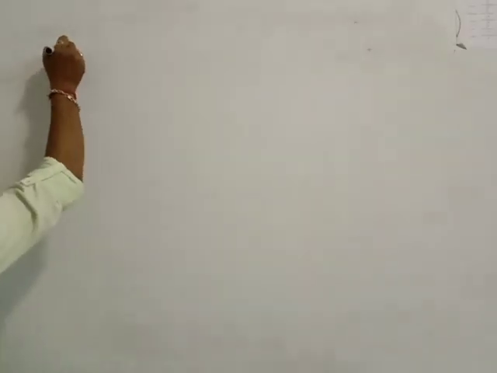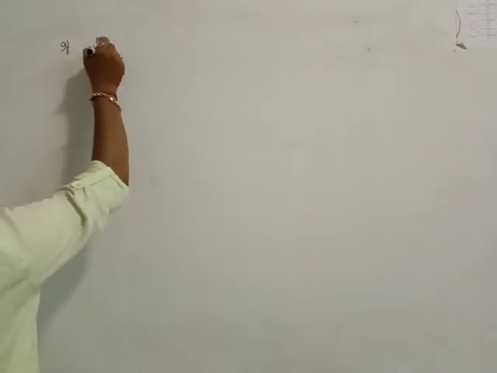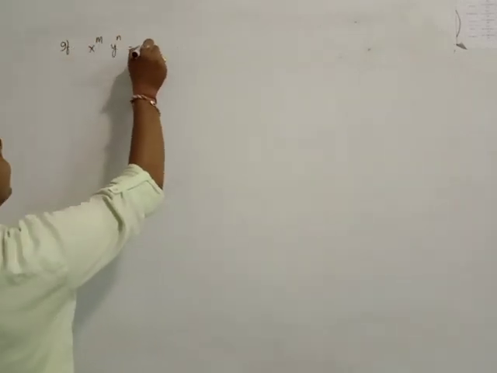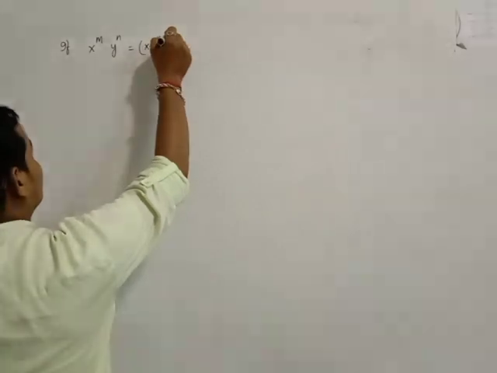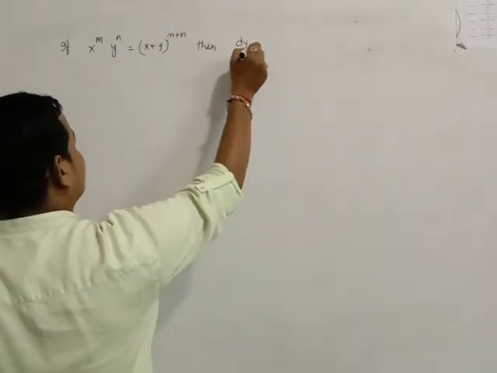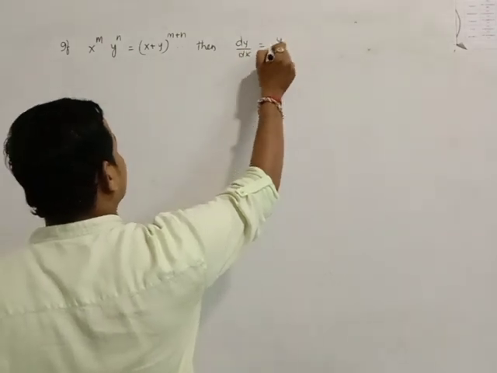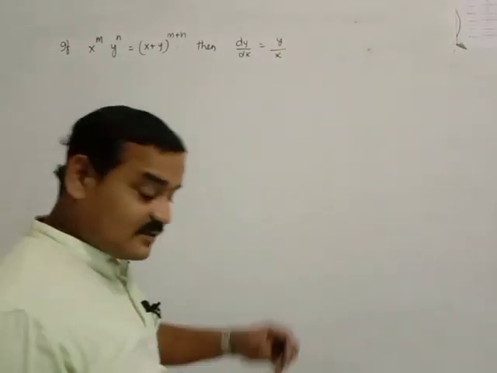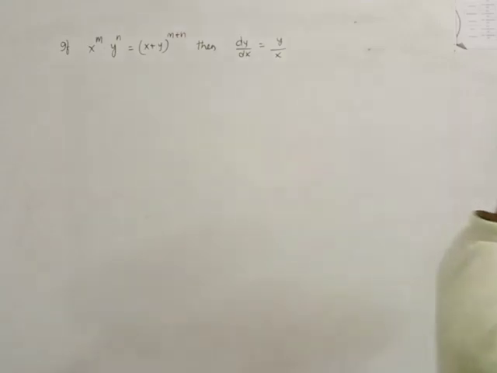Next, another problem. If x power of m into y power of n is equal to (x plus y) whole power of m plus n, then dy by dx is equal to y by x. This is also one of the standard problems. Instead of m comma n, the numbers are often given. Actually, it is the standard.